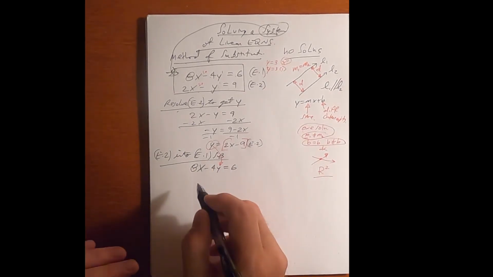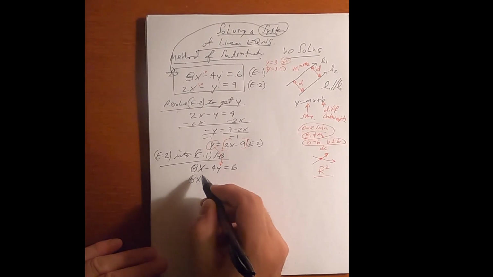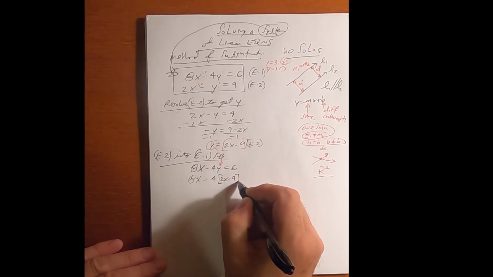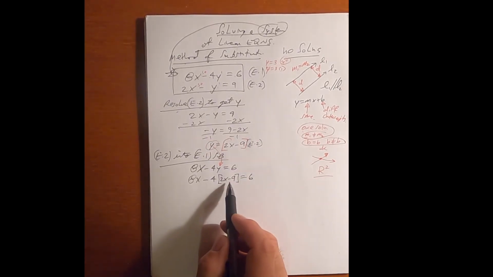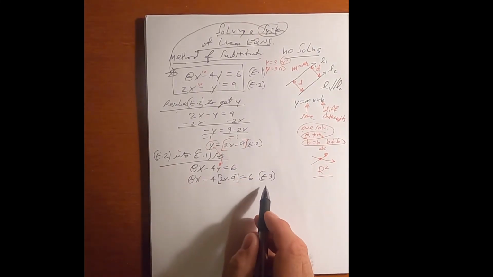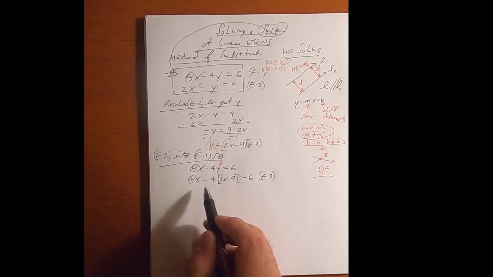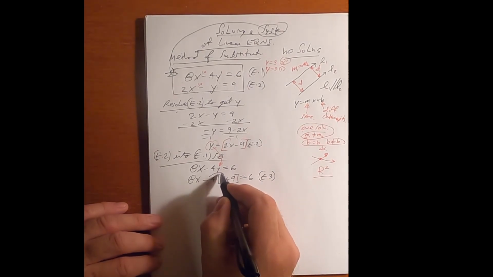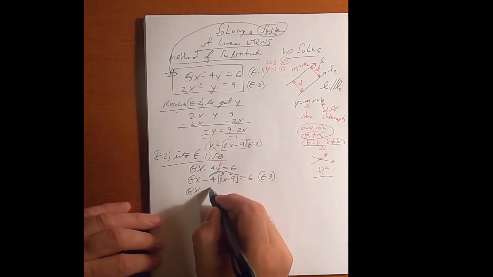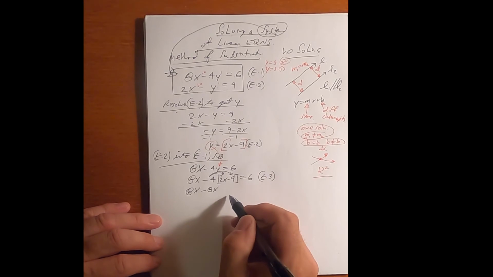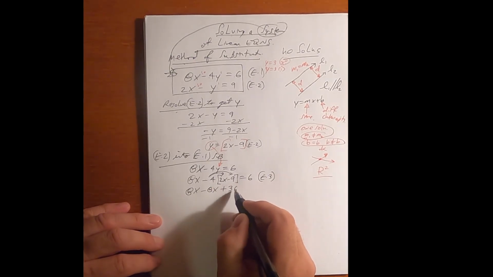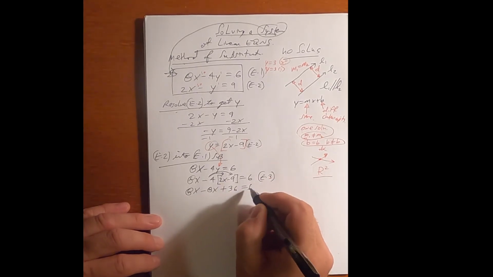Now we're going to continue on. We take 8x minus 4, the quantity 2x minus 9, equals 6. I made the substitution, and this is now a new equation. I'm calling this equation 3 because it's a combination of the two equations. We have to use the distributive property again, so I get 8x minus 8x plus 36 equals 6.